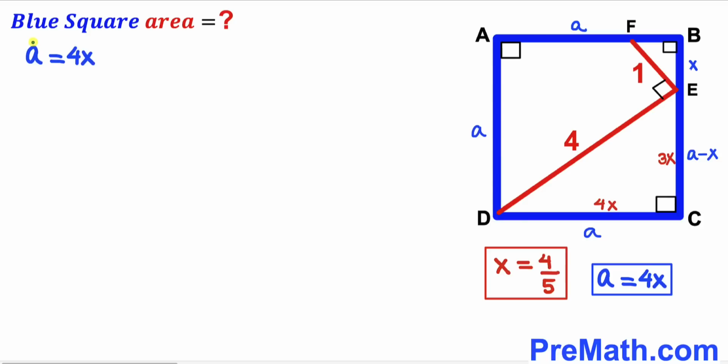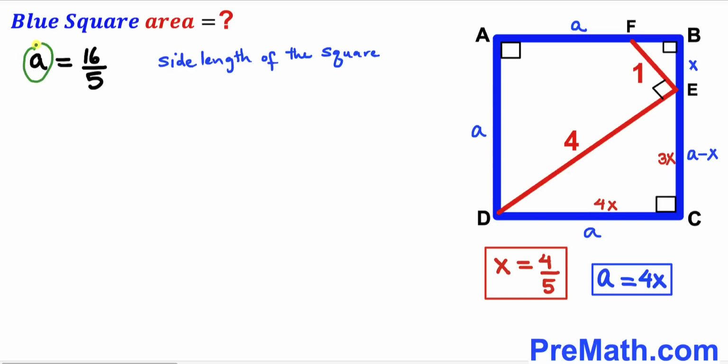We know that lowercase a value is 4 times x, and our x value is 4 divided by 5. So I'm going to substitute that value 4 divided by 5 over here. Therefore, our lowercase a value is going to be 4 times 4 divided by 5. If we simplify, that gives us a equal to 16 divided by 5. We know lowercase a represents the side length of the square. So the side length of the square turns out to be 16 divided by 5.